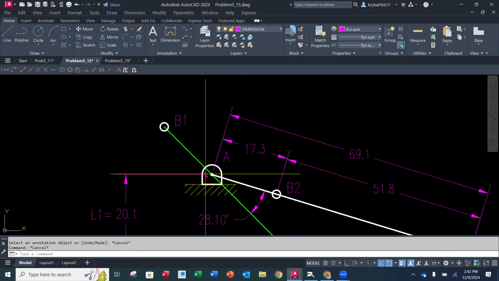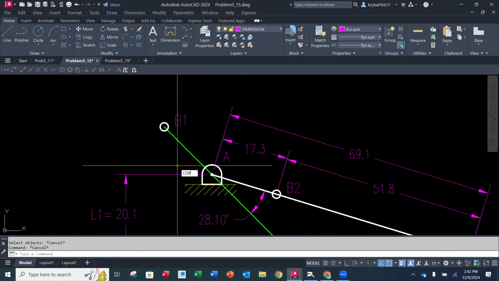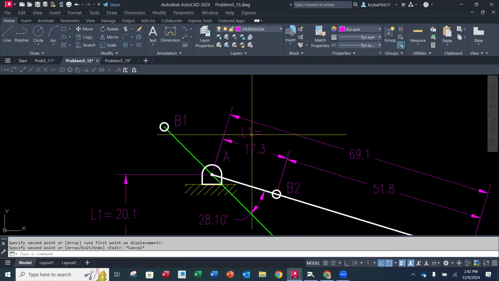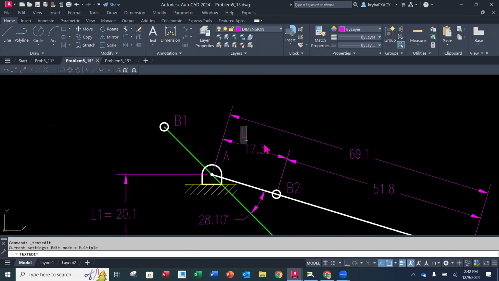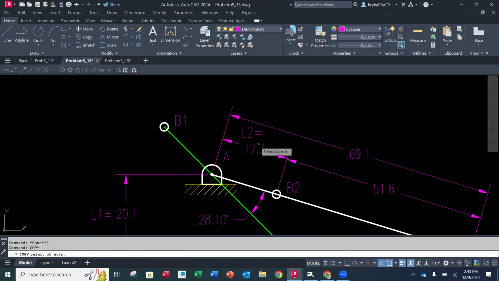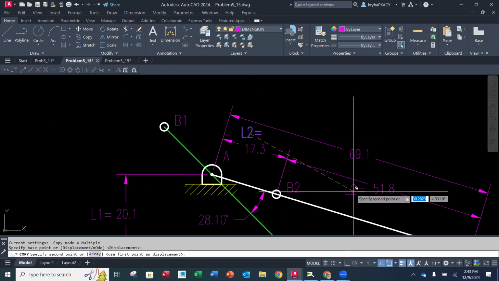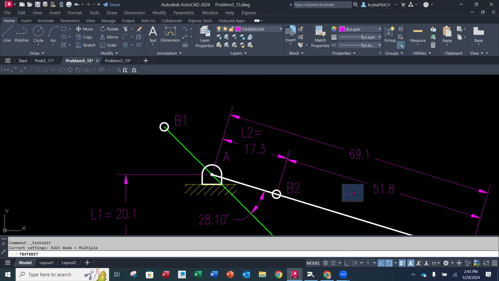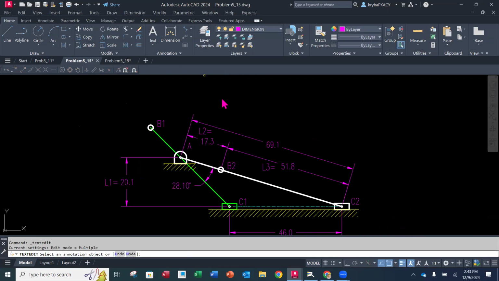Okay. And then over here, I'm going to copy that, L1 is equal to, and this is going to be my L2 is equal to, and it's the 17.3. And then I'm going to copy L2 equals to over here, and this is going to be L3 is equal to. And then that way you can see that the values that you calculated come out in CAD here.